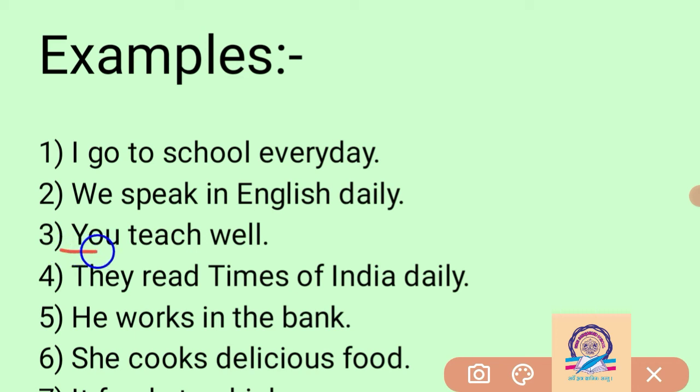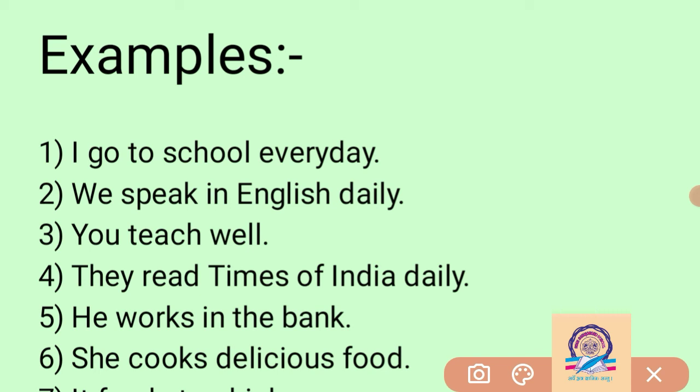Then with the subject you, we have to write teach. It means you teach well. So we write teach, the main form of the verb, with the subject you. Then the subject is they, so we have to write read. Read remains read only with the subject they.